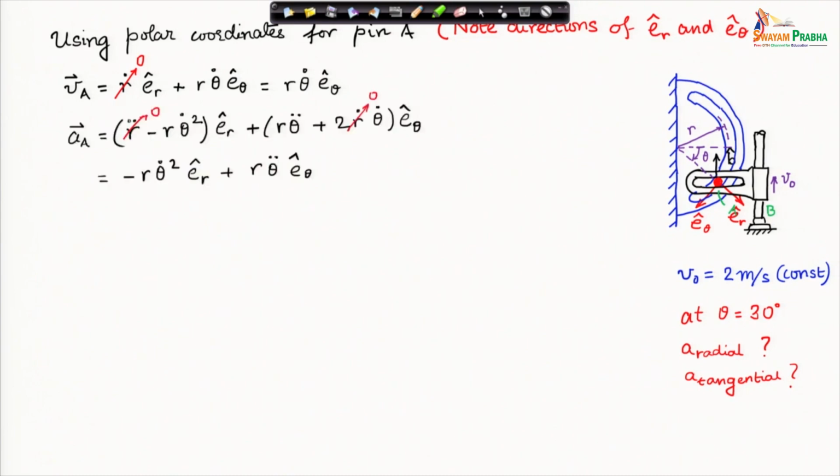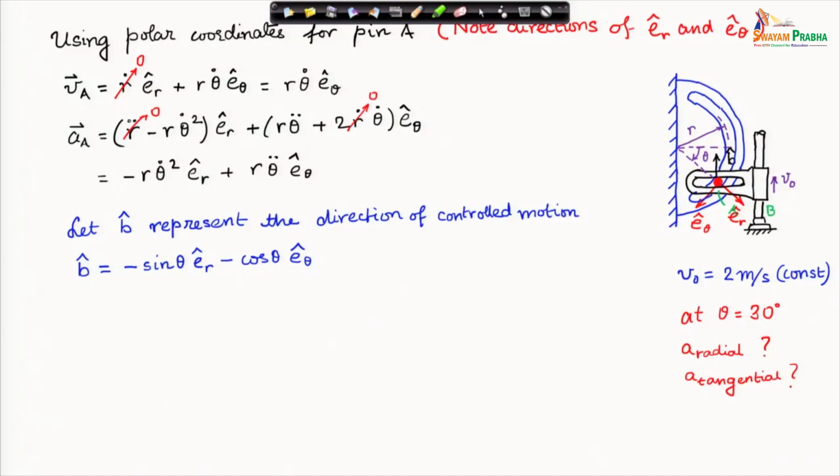Similarly, in the acceleration expression, I have written out the complete acceleration expression first and then shown which components are 0. Now, r dot, r double dot, they are all 0 because the pin is moving on a circular slot, a semicircular slot. Therefore, we are left with these two terms in the acceleration expression.